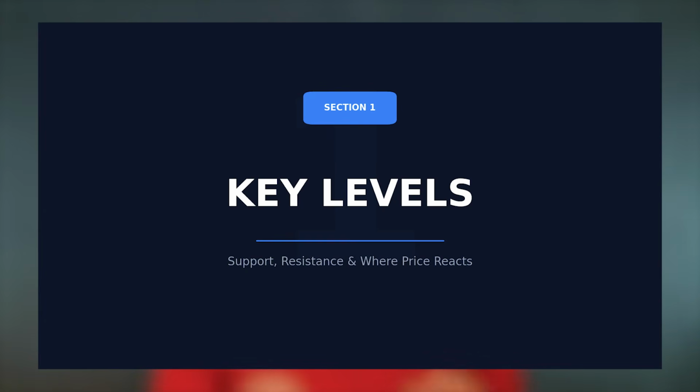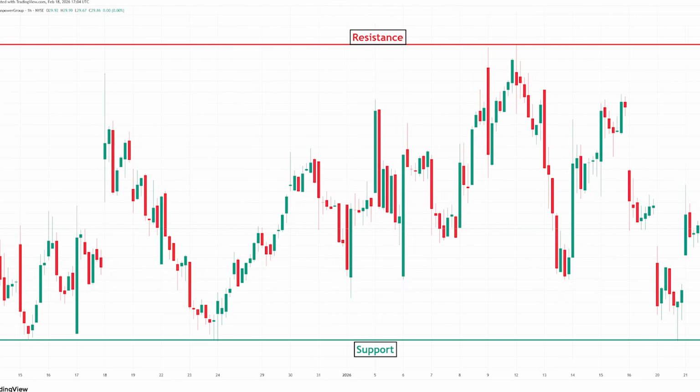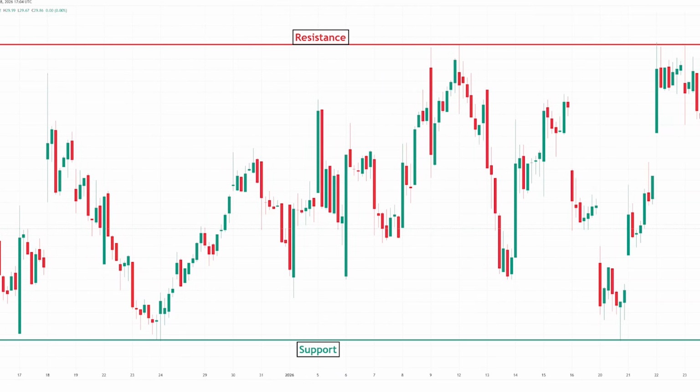We're going to start with the basics. The first batch of strategies are related to key levels. This is foundational stuff, okay? First up, support and resistance. This is one of the most elementary concepts in technical analysis.